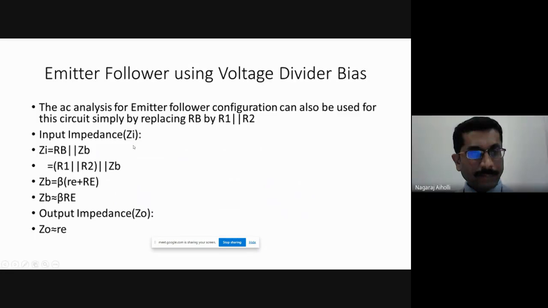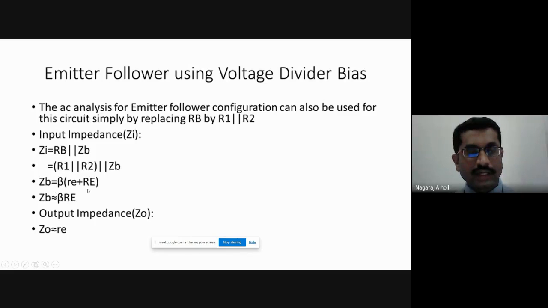Input impedance Zi. It is RB parallel ZB. I repeated the equations for the emitter follower, right? What we discussed in our previous class. That is, Zi is given by RB parallel ZB. Hence RB is replaced by R1 parallel R2. This parallel ZB.